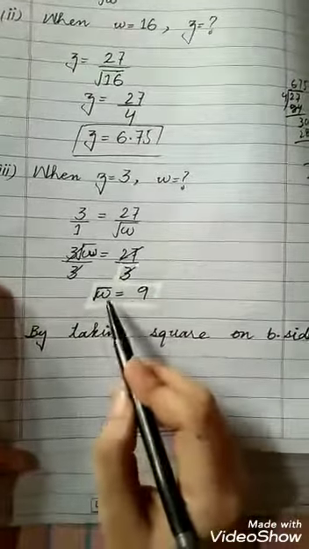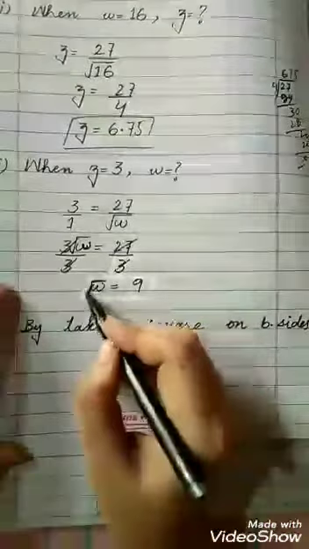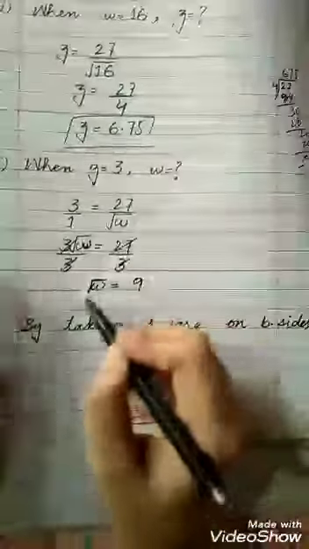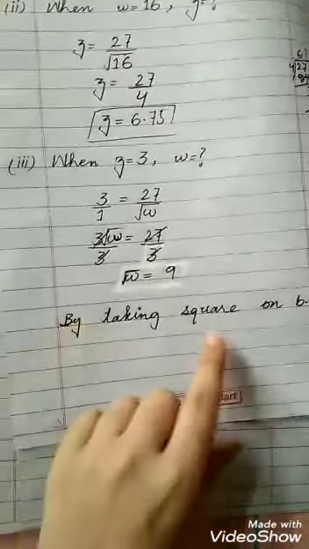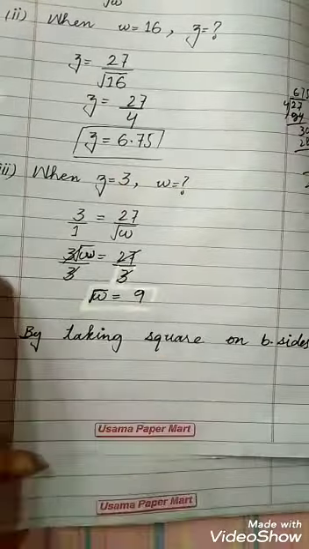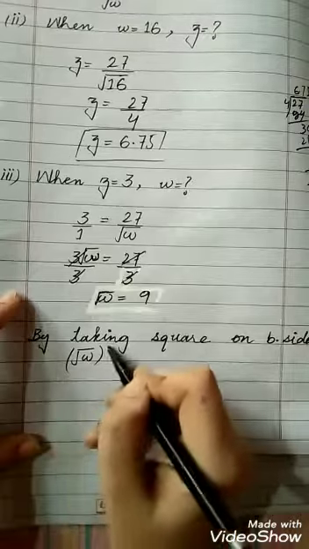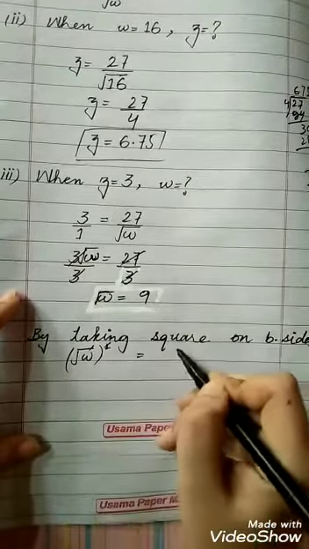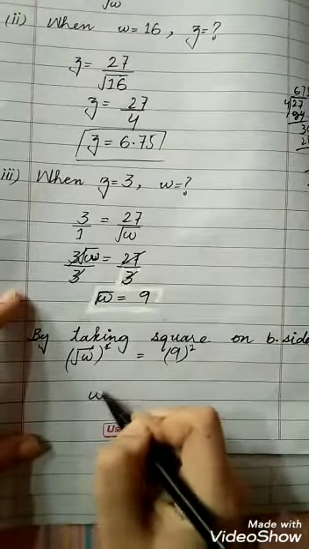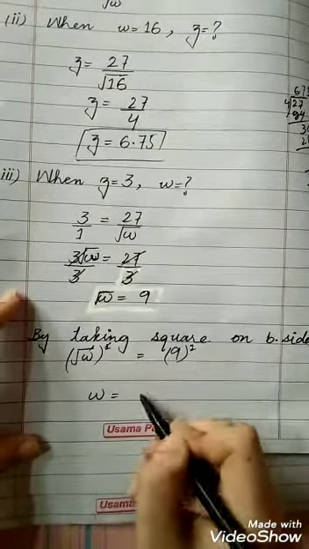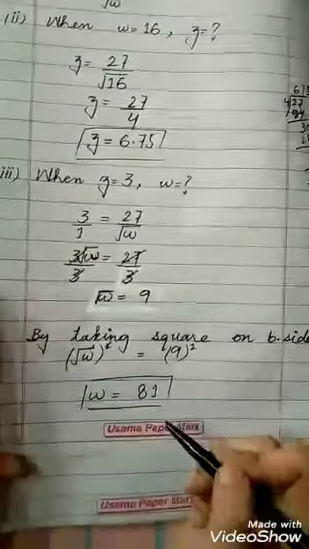Now we will square on both sides to find the value of W, because that is a square root but we need just W. So if we take the square on both sides, it will cancel with the square root, and 9 is also squared. So what we got, W is equal to 9 squared, which is 81. So we got W is equal to 81.